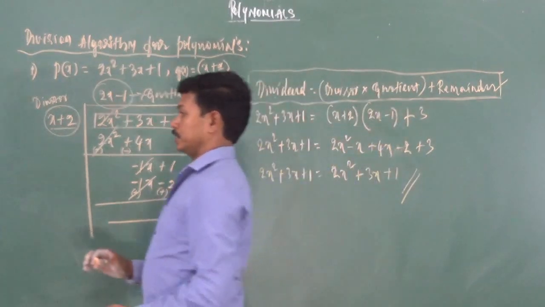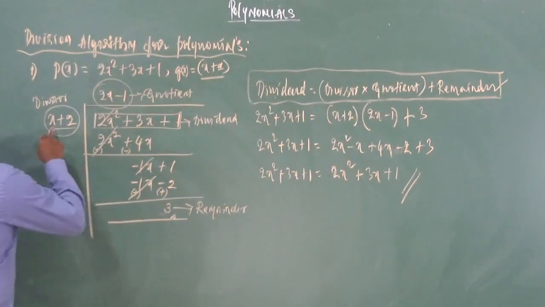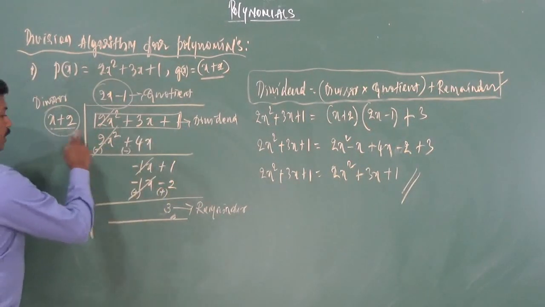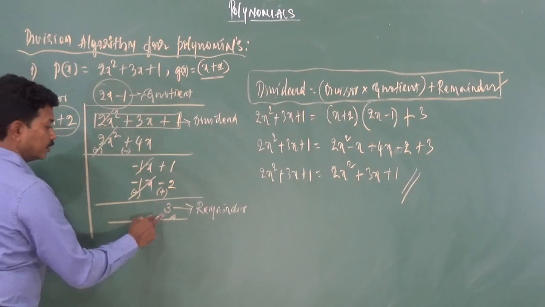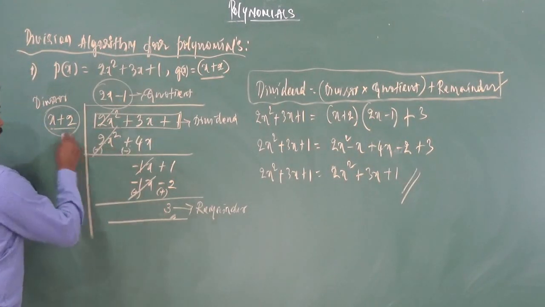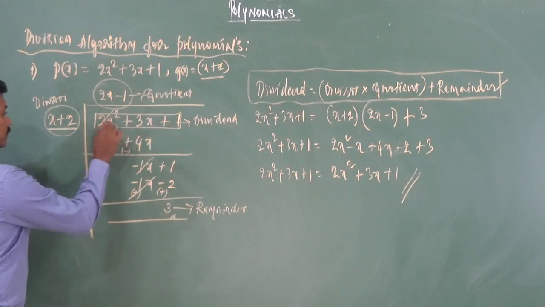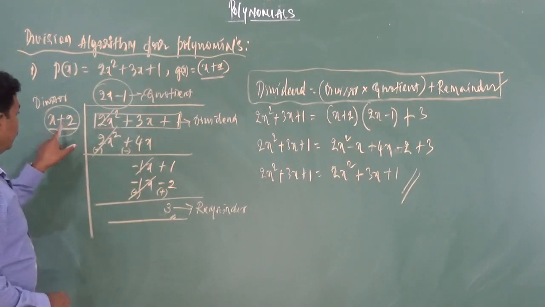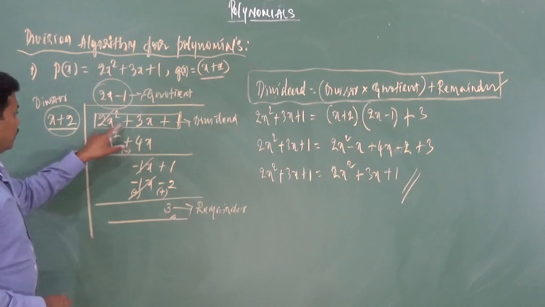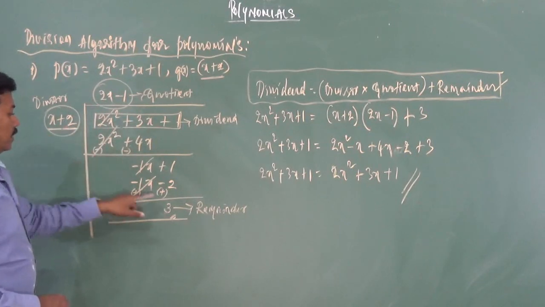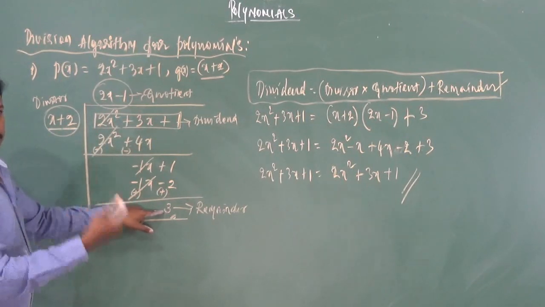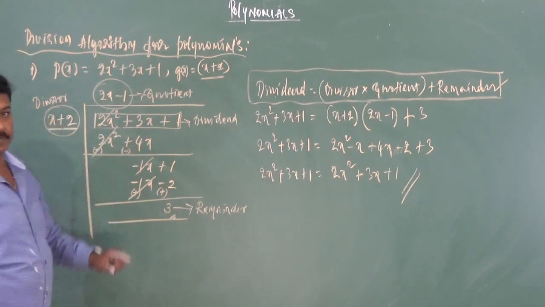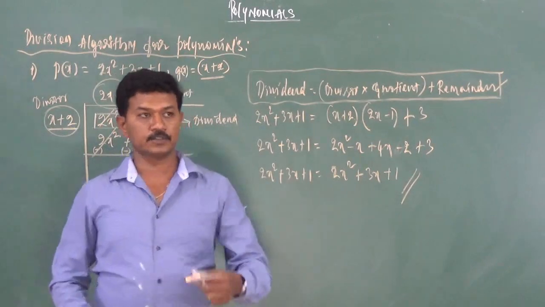Another very important thing is if you divide any polynomial by another polynomial and you get the remainder as exactly 0, then we say that this is a factor of this. When you divide this polynomial by this polynomial and you do not get the remainder as 0, then we say that this is not a factor of this. That's very simple. Let us go with another example.